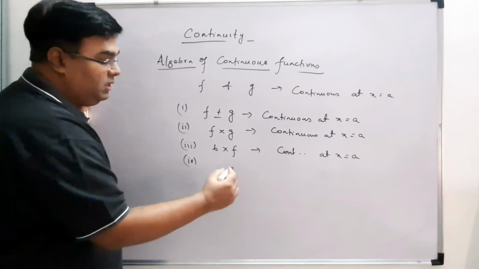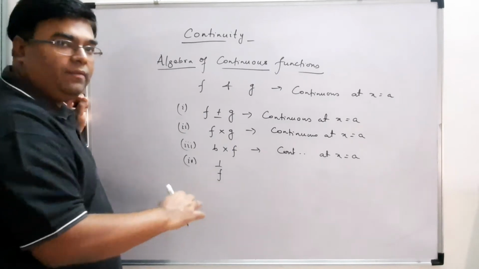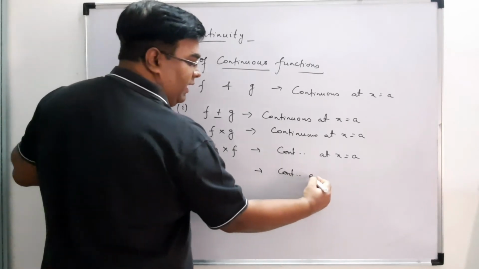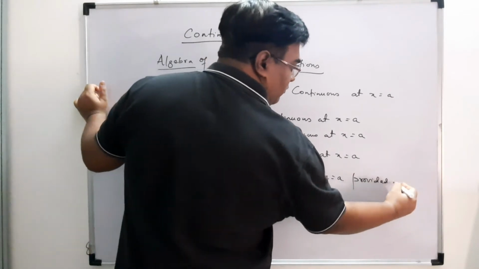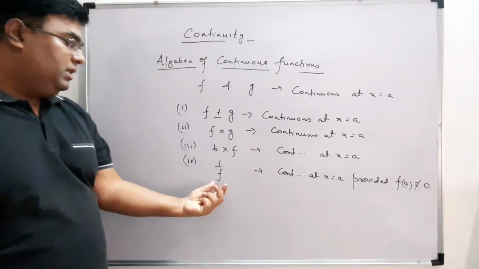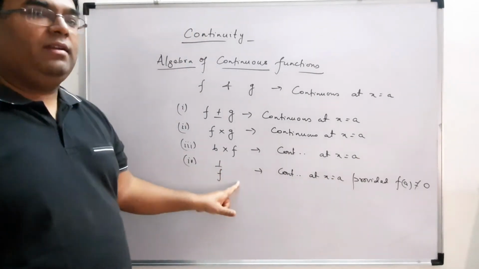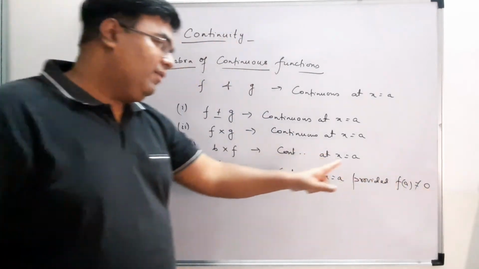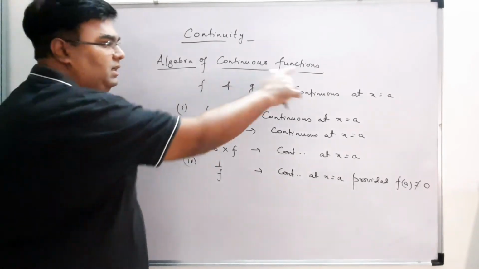If you take the reciprocal of a continuous function, either 1/f or 1/g, then this is continuous at x equal to a, provided f(a) should not be equal to 0. Since it is in the denominator, if f(a) is 0, then this part will not be defined, so we cannot take this chance. And if f(a) is not equal to 0, then only we can say that this function, 1/f, is continuous at x equal to a.